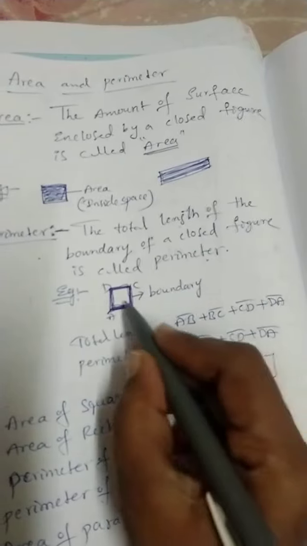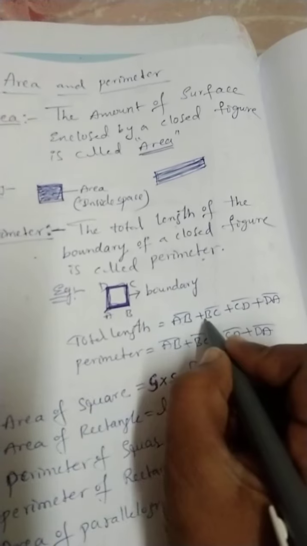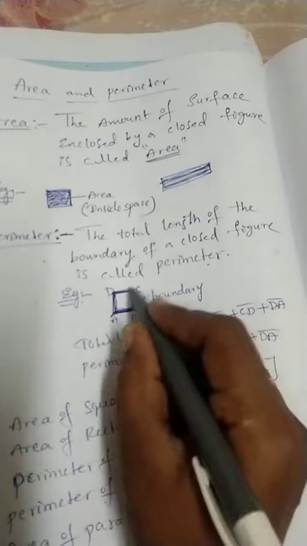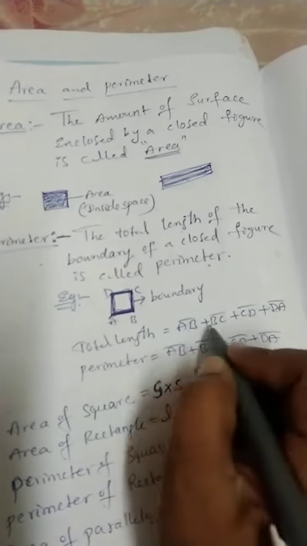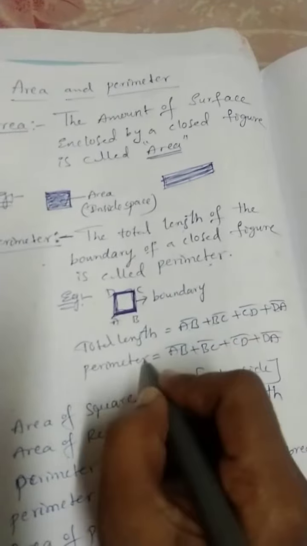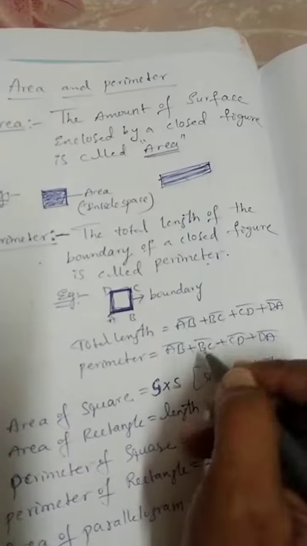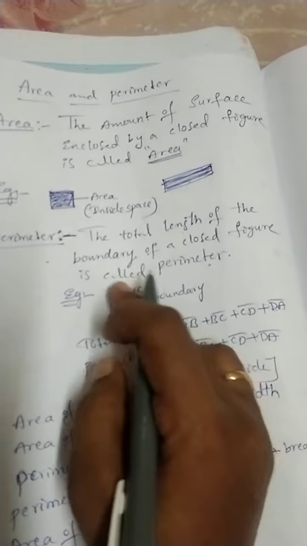See, the total length of the given figure: AB plus BC plus CD plus DE. We should add the total. Total in the sense we should add only, no? So the perimeter of that square, you can write as the sum of four sides. So you can get the total length of that square easily.